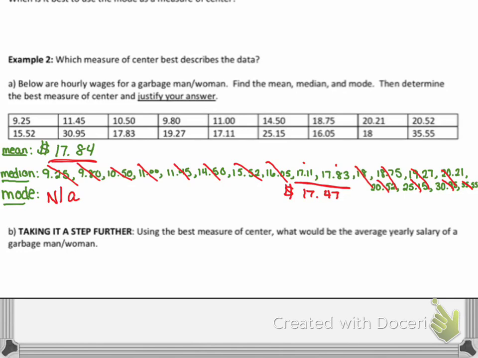So if I were to take it one step further, let's actually calculate how much a garbage man would make in a year. So I would say, okay, with my average of $17.84, let's just say that they work 40 hours a week. So I'd multiply that hourly rate by 40, and then I would take that and multiply it by the number of weeks there are in a year, which is 52. You'll get approximately $37,107.20. Not too bad.